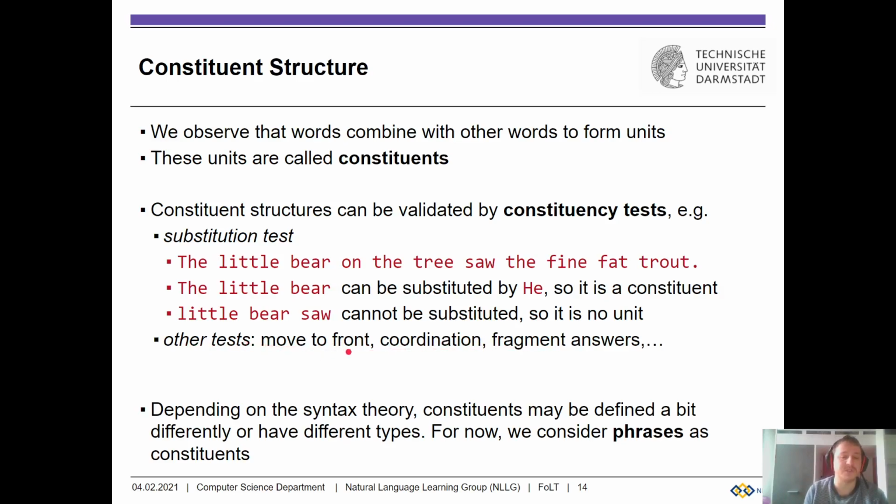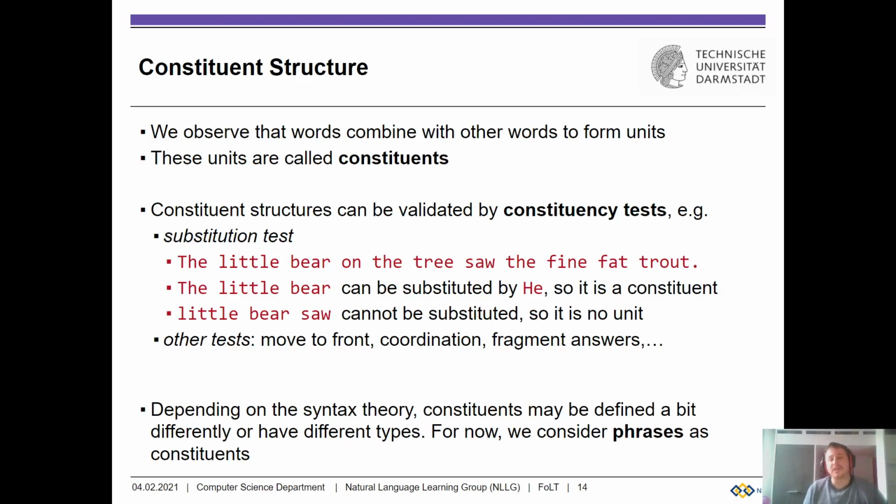What is moving to the front? Well, if you can move something to the front, it would be considered a constituent. You can do this in English, for example, the fine fat trout, you can move it to the front. The fine fat trout is what the little bear saw on the tree. So in English you have to rephrase the last part a little bit, but in principle you can move it to the front, so it's likely going to be a constituent. And as I've said, there are other tests, but those are not of major importance to us now, so I'm not going to go into them.